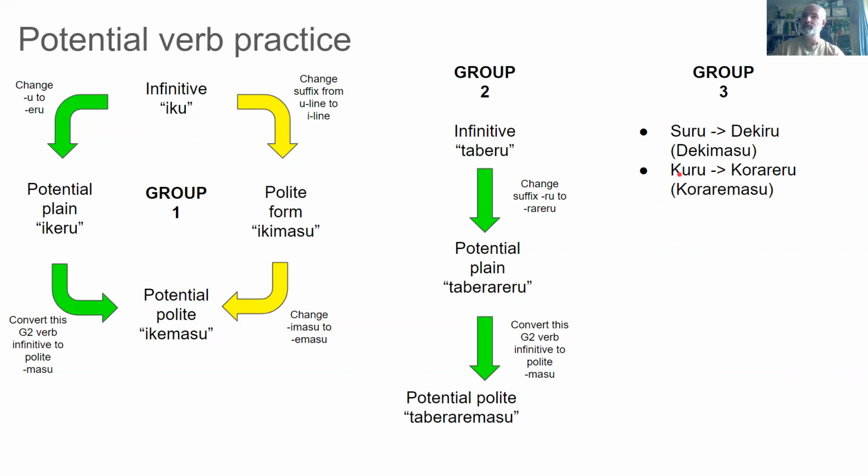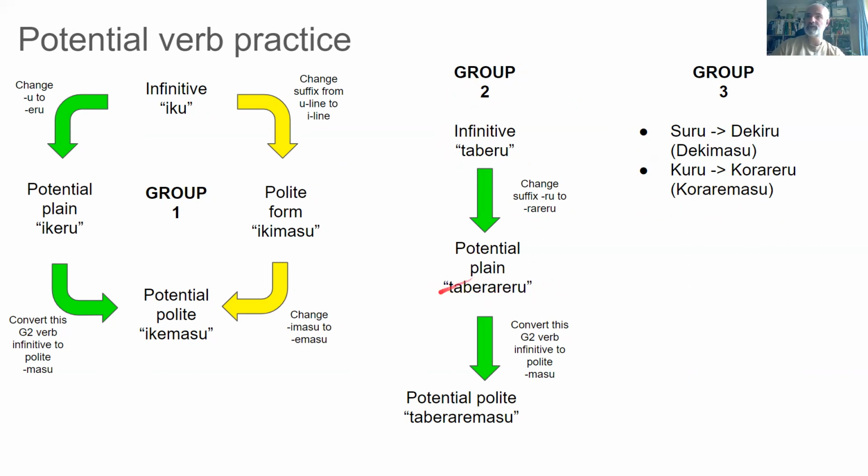And then for kuru, to come, this changes to korareru or koraremasu in the polite form. So we just have to memorize these two because they are irregular. They change slightly differently to group 2 and group 1. For group 2 regular verbs, we change the ru to rareru. So for example, to eat, taberu, if I want to say I am able to eat, this becomes taberareru.